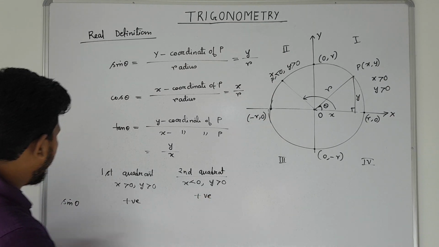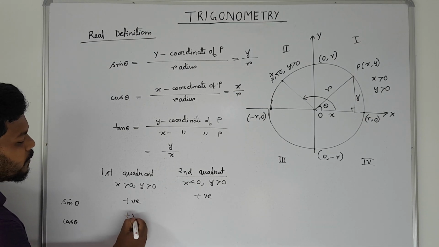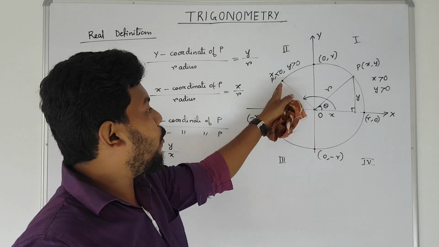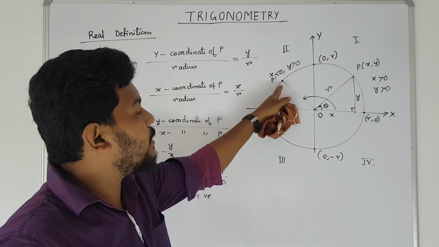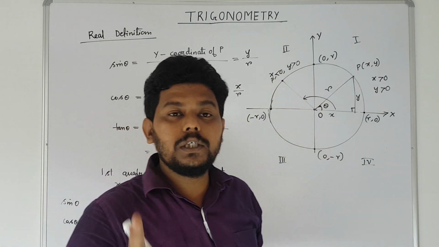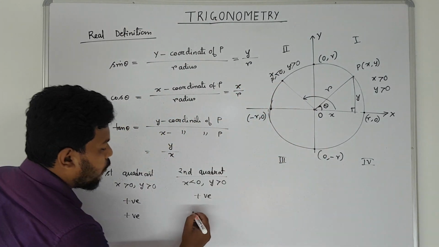Okay. Cos theta is positive in the first quadrant, but in the second quadrant it is negative, because for the point P dash, the x coordinate of the point P dash will be negative. So your cos theta will be negative. Here x is negative. So in the second quadrant cos is negative.